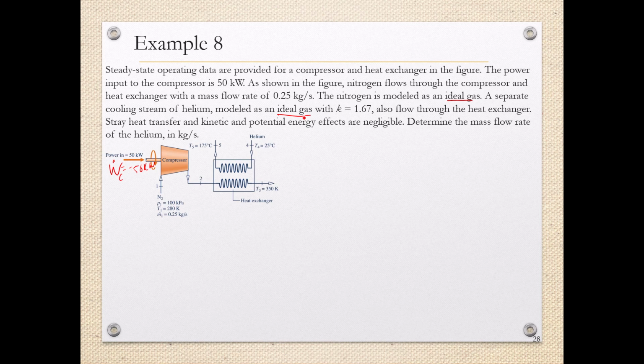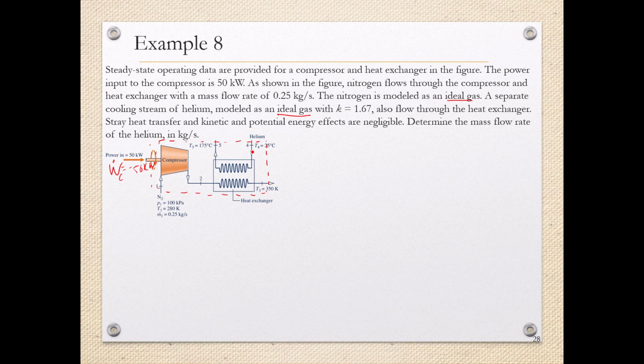So looking at this, we're going to have to decide our system, and I'm going to put a boundary around our system here. So that's our system. It contains both the compressor and the heat exchanger. And we can see we have two inlets, one for the nitrogen going in, and one outlet for the nitrogen. The other one between the compressor and the heat exchanger is within the system. And then helium leaves the system at exit 5 but enters at inlet 4.